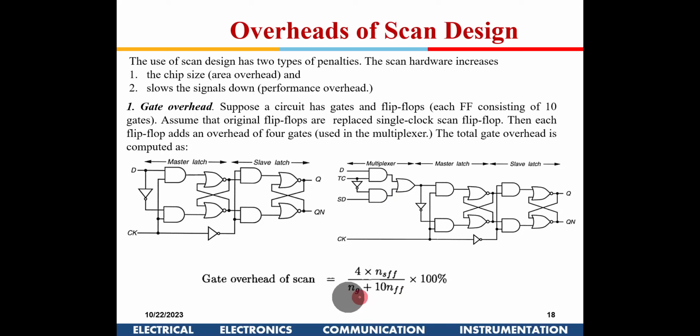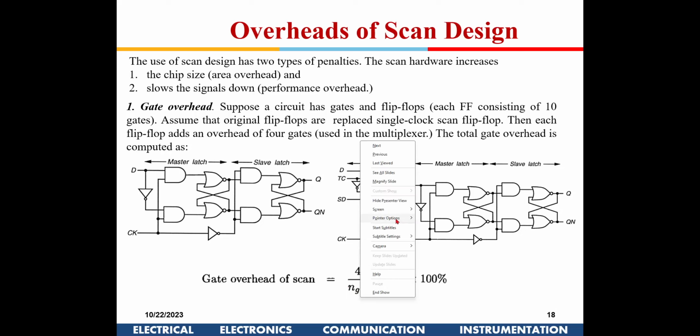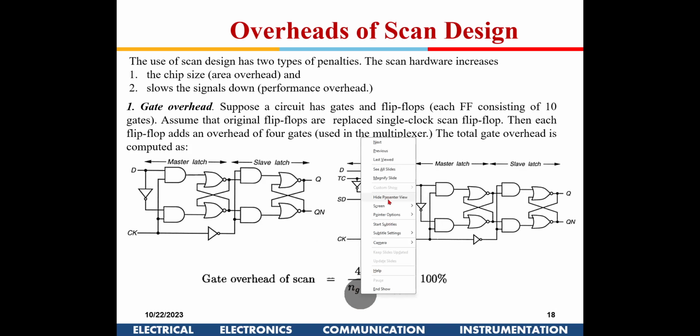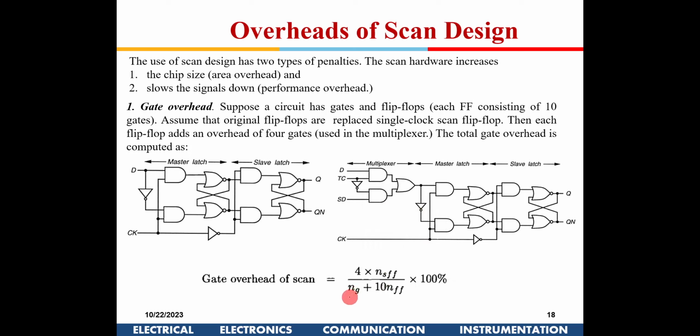So this is the total number of gates. NG is the total number of combinational gates, which doesn't change, and this is the total number of flip-flops, which also doesn't change. What changes is that for the flip-flops, an additional 4 gates come. So this is 4 into the number of scan flip-flops. If there are ns scan flip-flops, 4 additional gates will come for each.